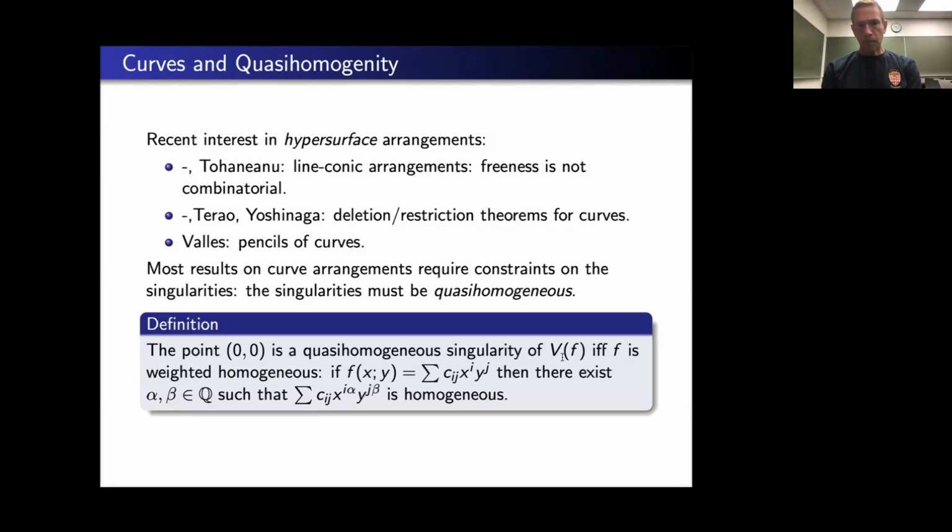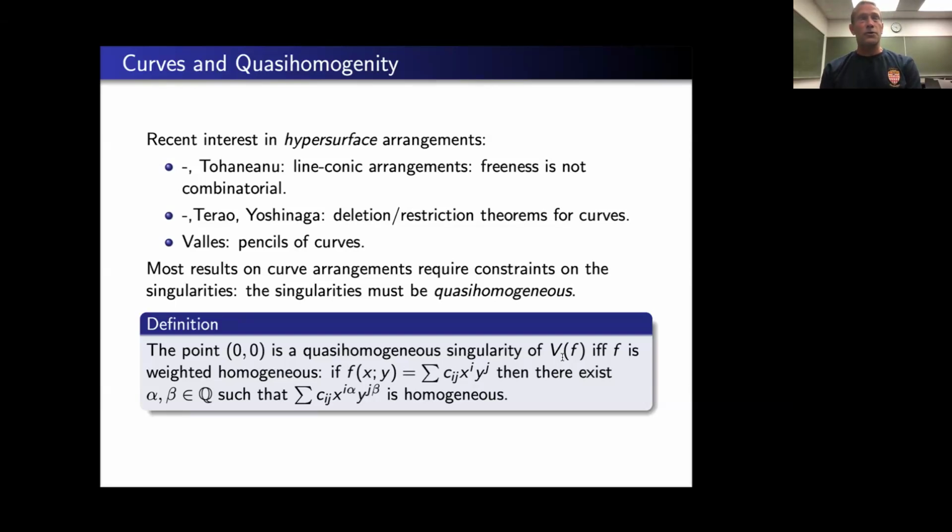And so we were able to prove a deletion restriction arrangement for curves with a caveat that I'll mention later. And then Jean had some beautiful results on pencils of curves. So a pencil, if you're not familiar, it's an algebraic geometry concept, but all a pencil is, when somebody says a pencil, it is a family of objects that is parameterized by a P1. And so the reason it's called a pencil is you have this line.